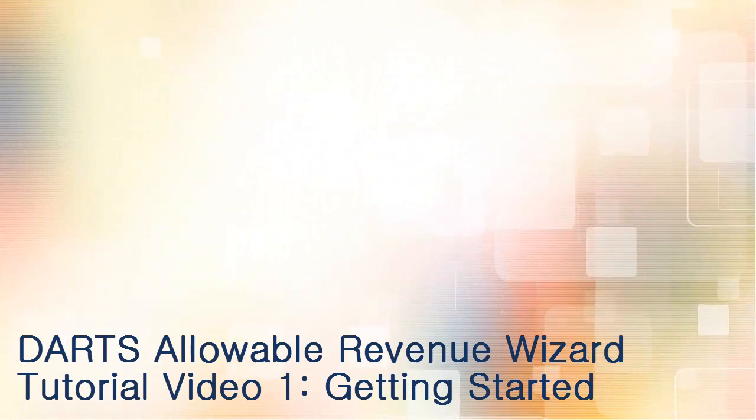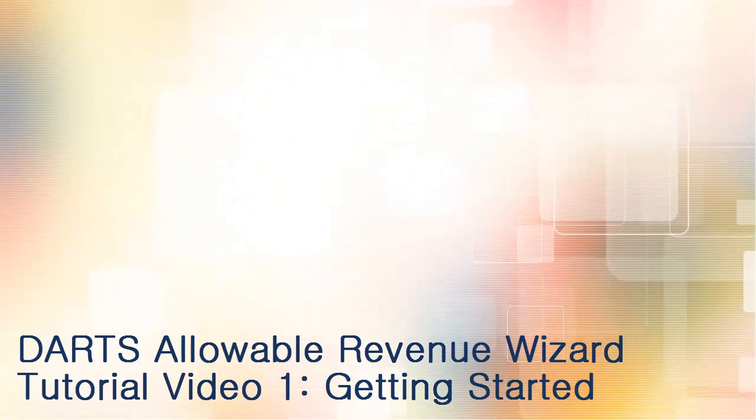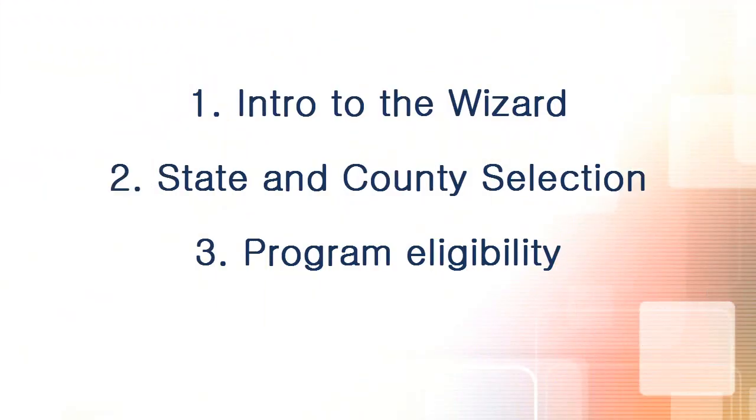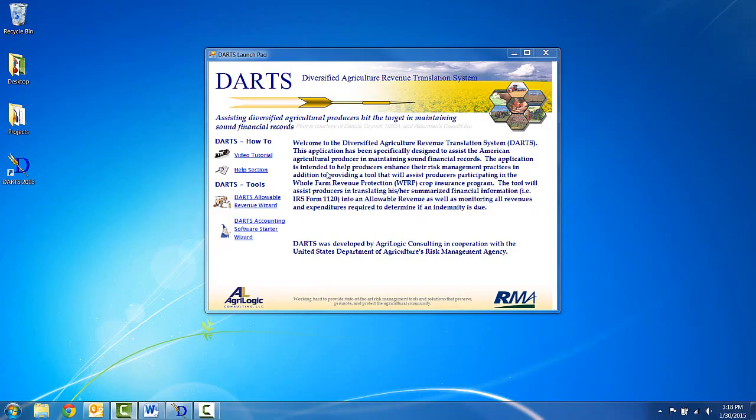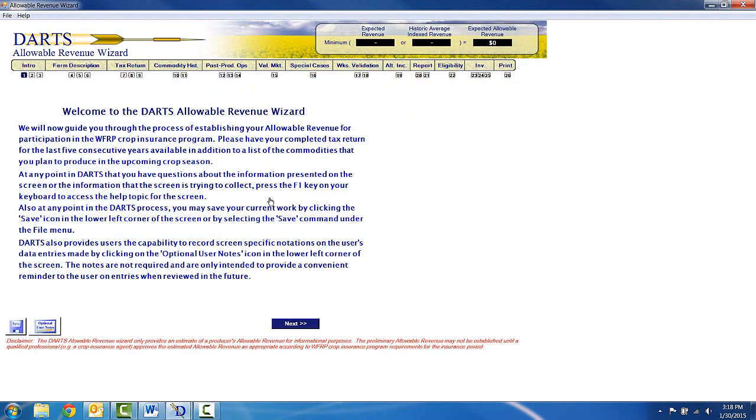This is Getting Started, the first installment of the DARTS Allowable Revenue Wizard tutorial video series, which covers the introduction to the wizard, state and county selection, and program eligibility. You may access the DARTS Allowable Revenue Wizard by clicking on the DARTS Allowable Revenue Wizard link located under the Tools section of the DARTS Launchpad. The DARTS Allowable Revenue Wizard will guide you through the process of establishing your allowable revenue for participation in the WFRP crop insurance program.